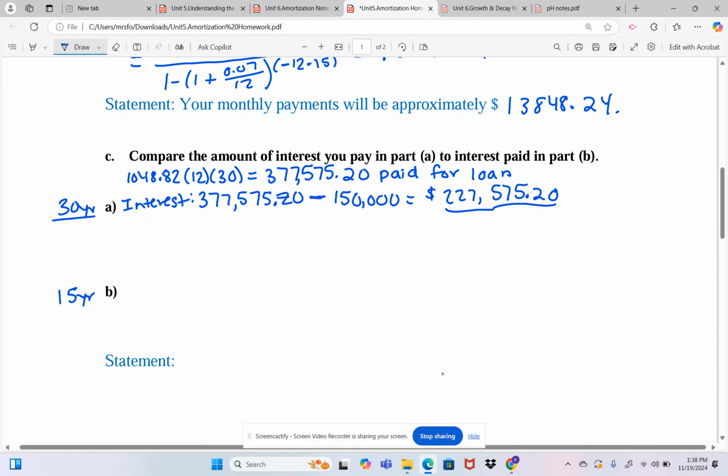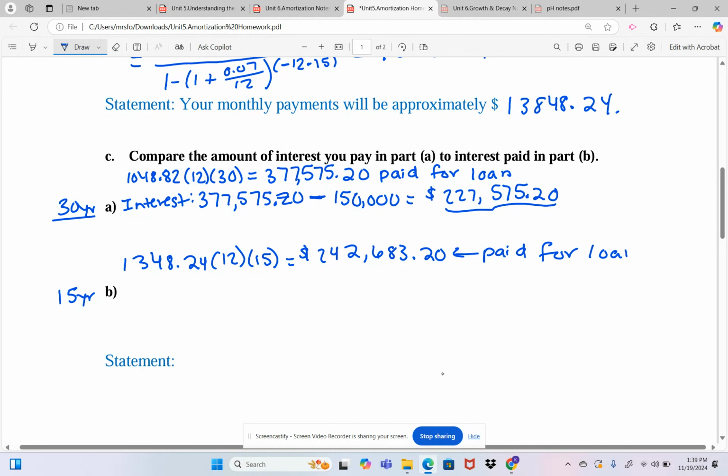So, for the 15 years, each month, we paid $1,348.24. We paid that for 12 months for 15 years. So we ended up paying $242,683.20 paid for the loan. Now look at that. We paid the entire loan for not much more than the interest in Part A.